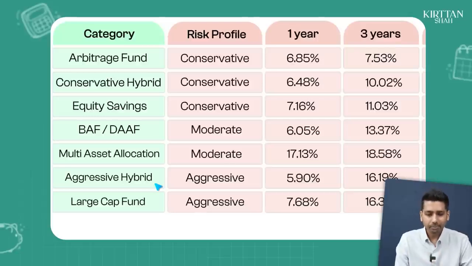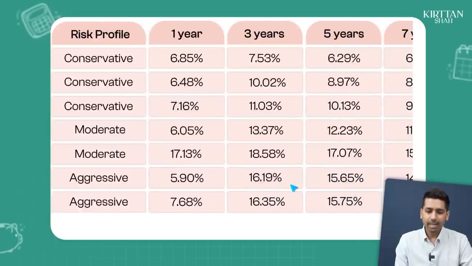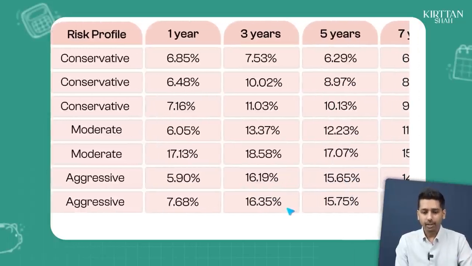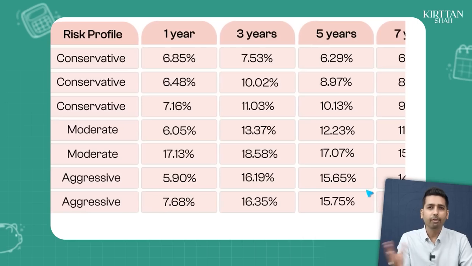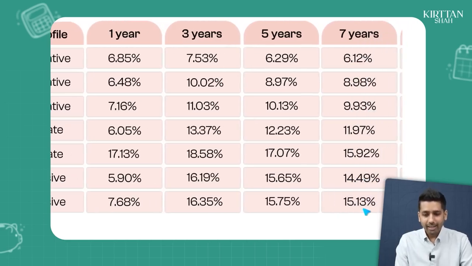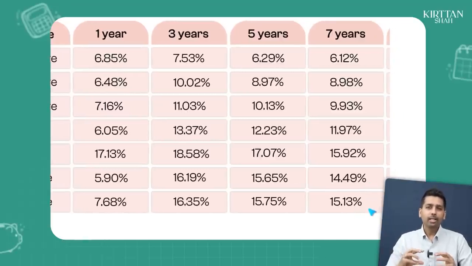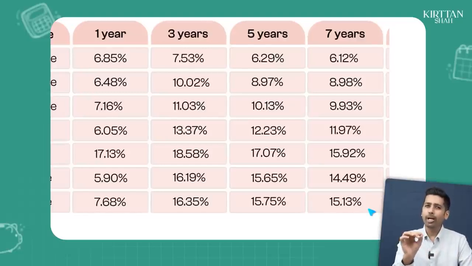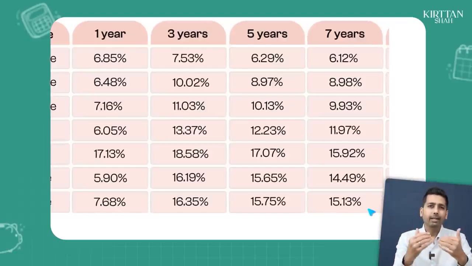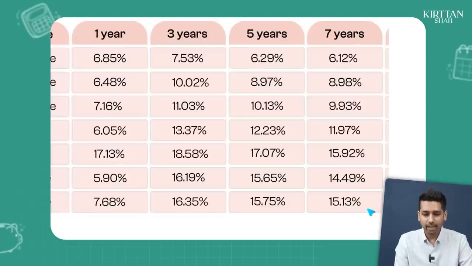I'll tell you why. If you look at the last 3 years return, your aggressive hybrid has generated 16.2, your large cap has generated 16.3, very similar. You look at 5 years, the returns are very similar, 15.6, 15.7. You look at 7 years, the returns are very similar, 14.5 and 15.1. So your returns are very similar, where your large cap probably is doing 0.1 to 0.45 better than your aggressive hybrid. But I'll tell you where the entire difference is.